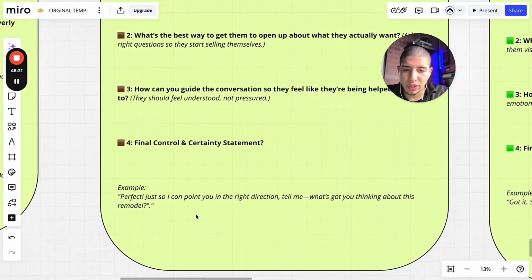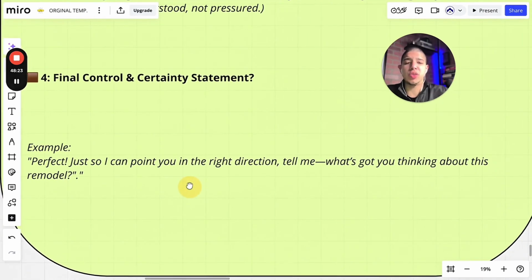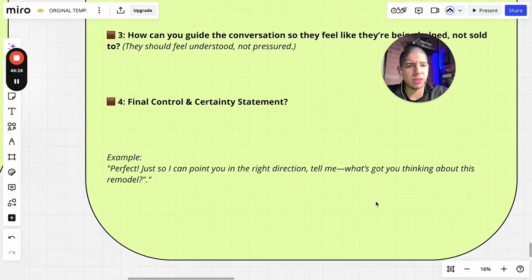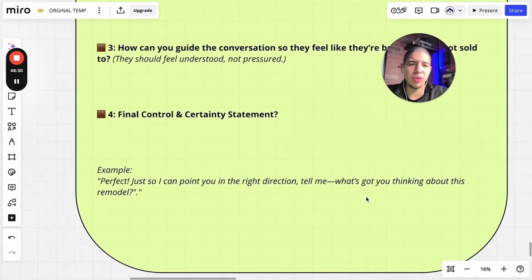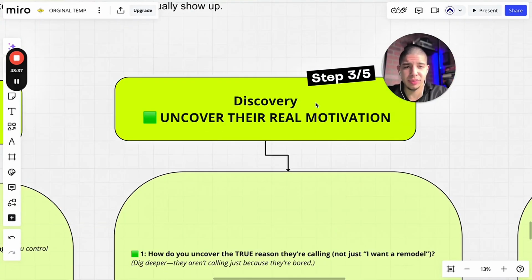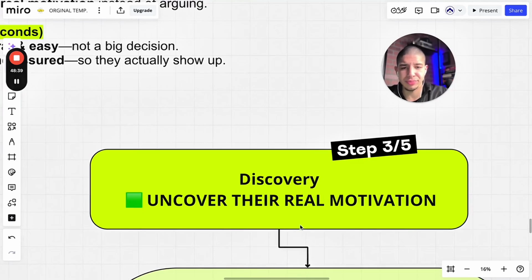Okay, so perfect. Just so I can point you in the right direction, tell me what's got you thinking about the remodel in the first place. Again, guys, you've got to re-language this to how you speak, because you don't want to sound like an AI. The last thing you want to do is sound like ChatGPT to a client. See how that turns out.